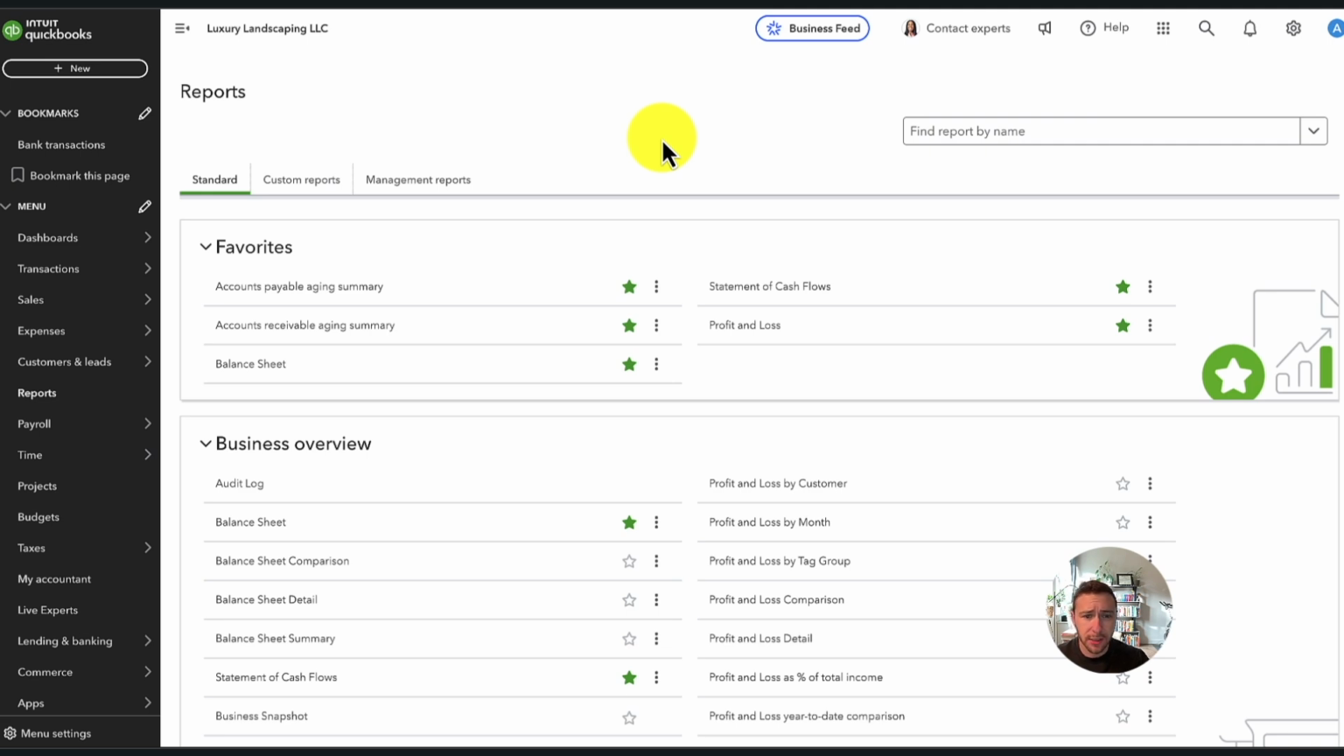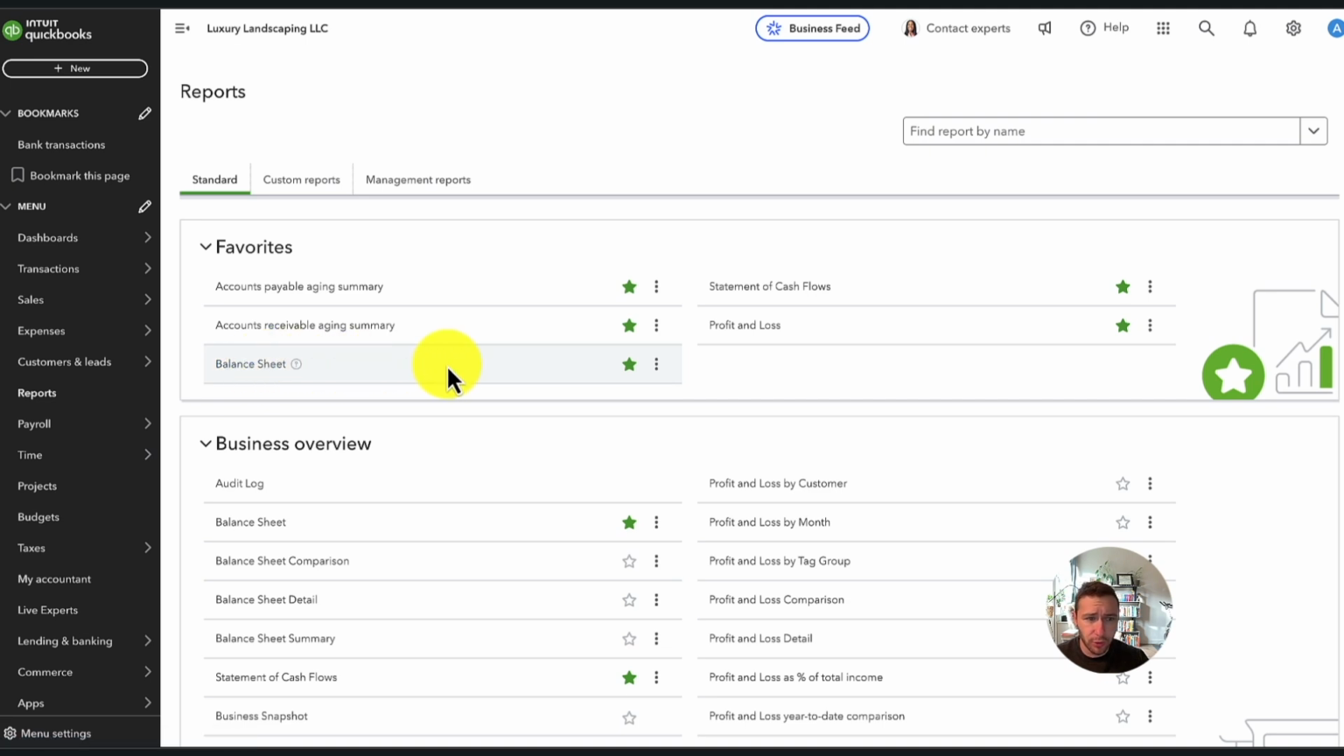Let's get started. Okay, so in order to understand the 3 most important financial statements, your balance sheet, your profit and loss, income statement, and your statement of cash flows, we're going to come to the reports section of QuickBooks, which you can find on the nav bar to the left. We'll begin by talking about the balance sheet.